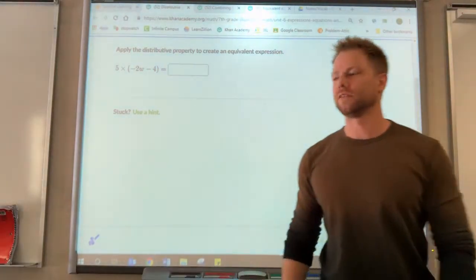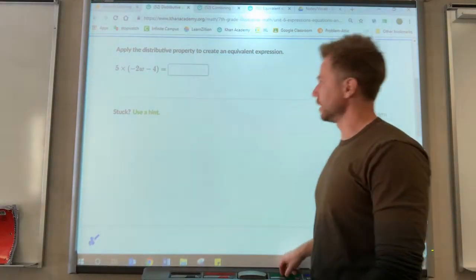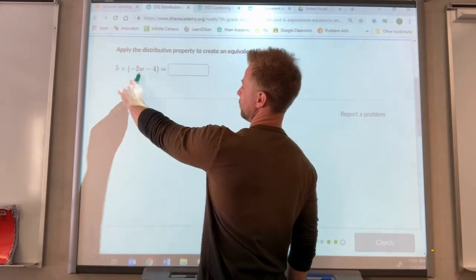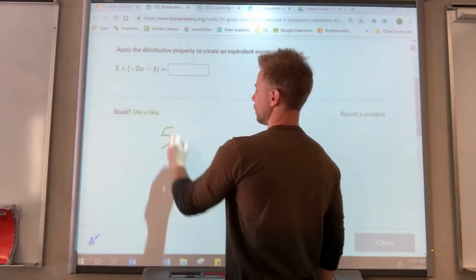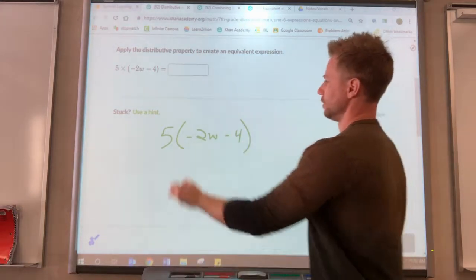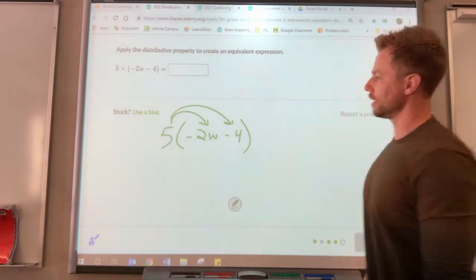Graders, we are on Objective 1 practice of expressions, equations, and inequalities. Let's take a look at some practice here. We have 5 times negative 2w minus 4. So that is the distributive property. We have to take what's on the outside, multiply it by everything on the inside.